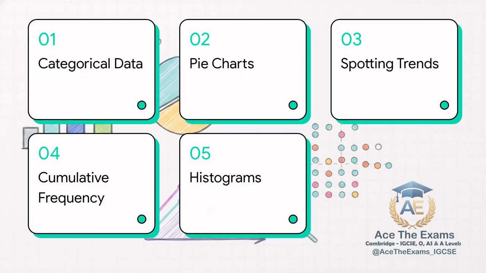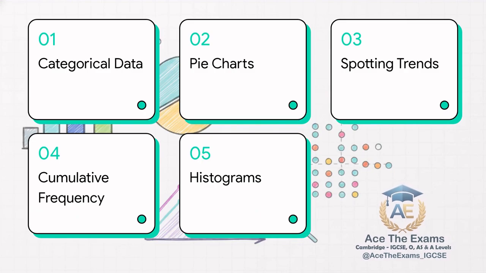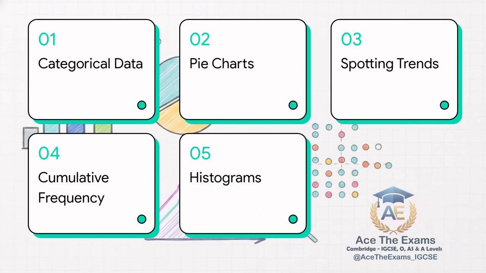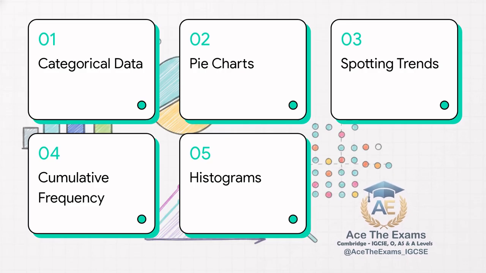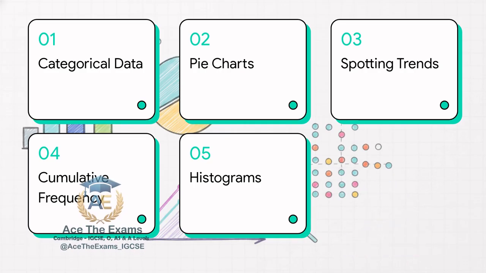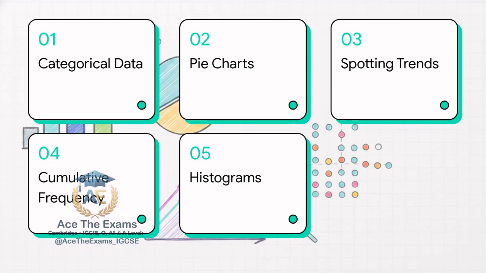Let's get into it. Here is our clear roadmap for today's mission. First up, categorical data. Then we'll tackle proportions and pie charts, move on to spotting trends, dive into tracking cumulative frequency, and finally, the big one, mastering histograms.